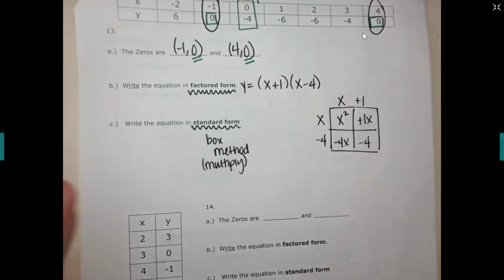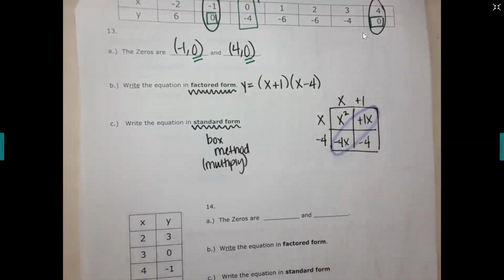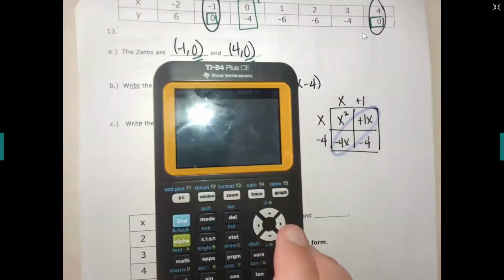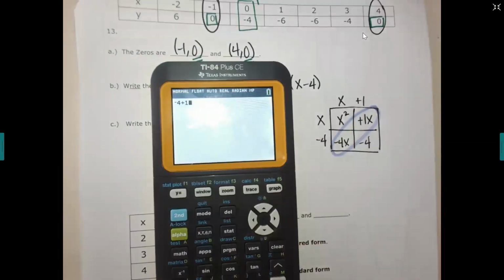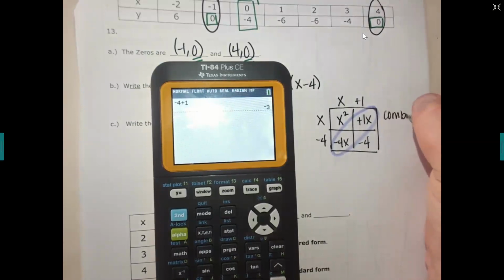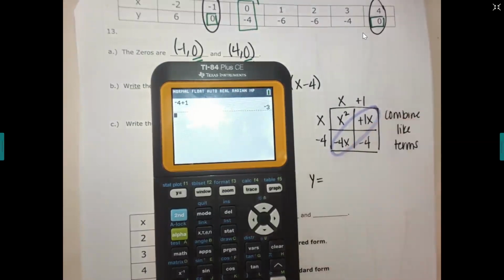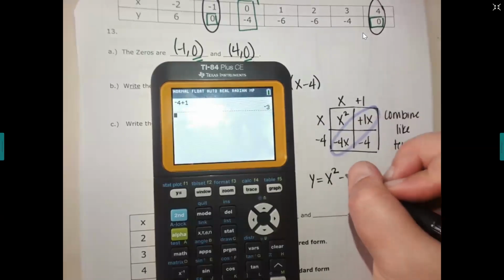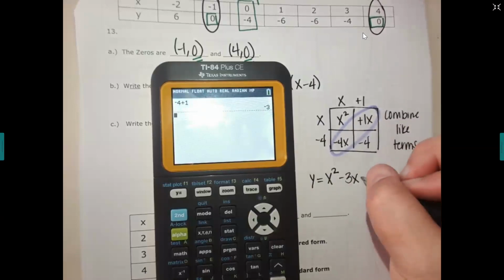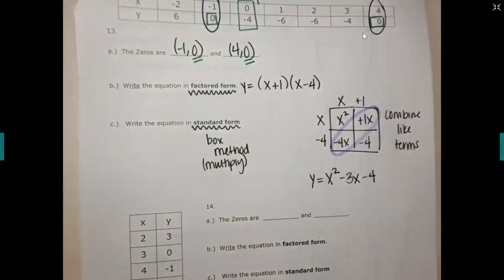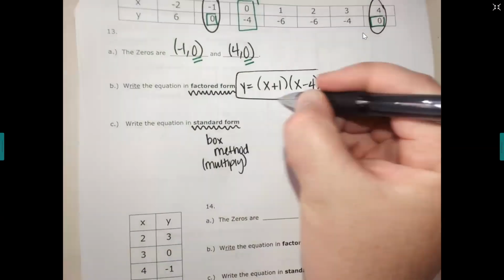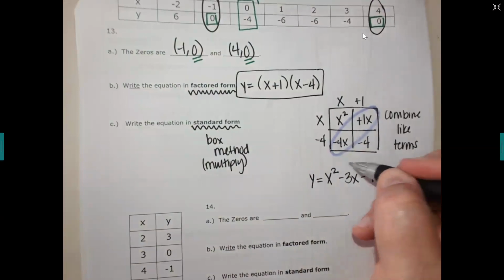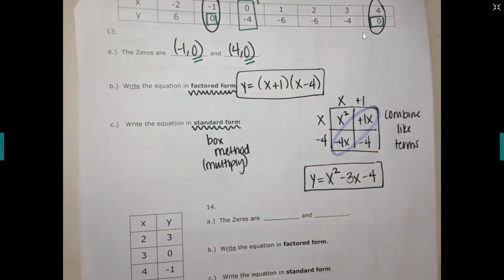Then just like that first page, we're going to combine like terms down the diagonal. Remember when you're combining like terms, you're adding. So I would do -4 plus 1. That gives me -3. So y equals x squared comes first. -3x comes second. And then my -4 here comes third. So you're going to start it off in factored form, which means you have your parentheses. And then you're going to finish it off to be in standard form.